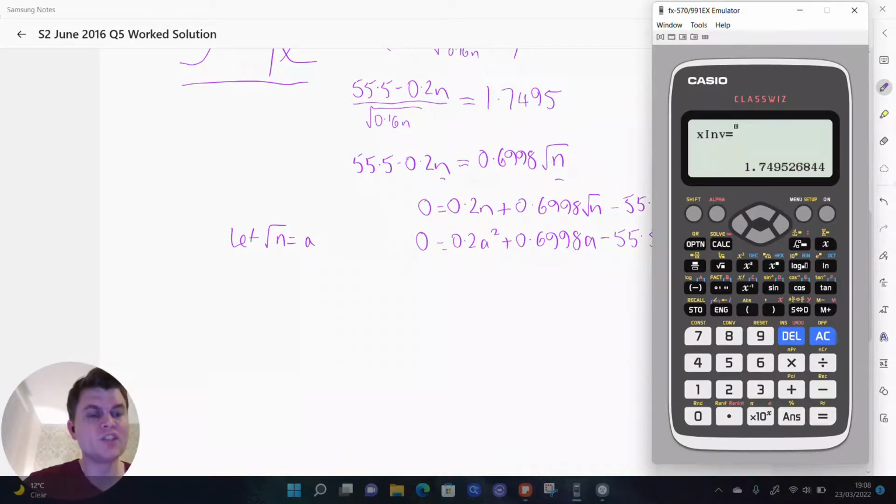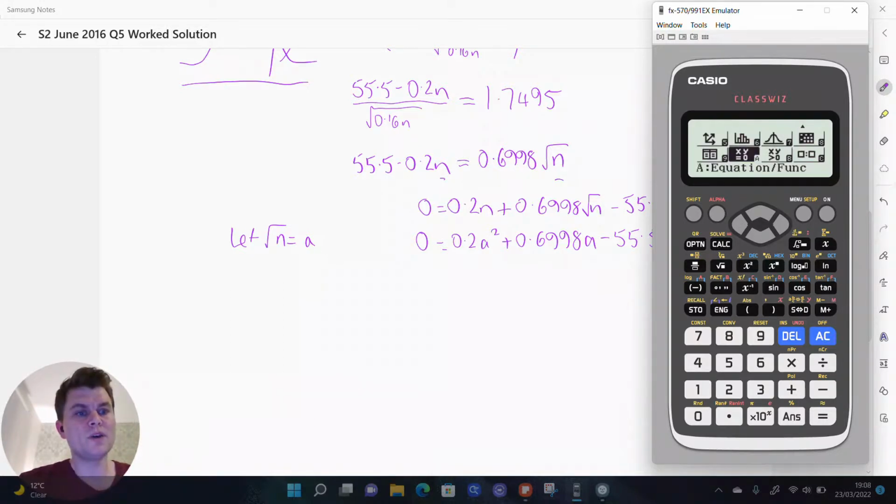So once again, return to our ClassWiz calculator, and we go to menu, and you go down to equation. This one we're solving a polynomial. The degree, the highest power in this, is 2, and we enter in our figures: 0.2, 0.6998, and minus 55.5. Check all the numbers in there are correct, and we get 2 solutions.